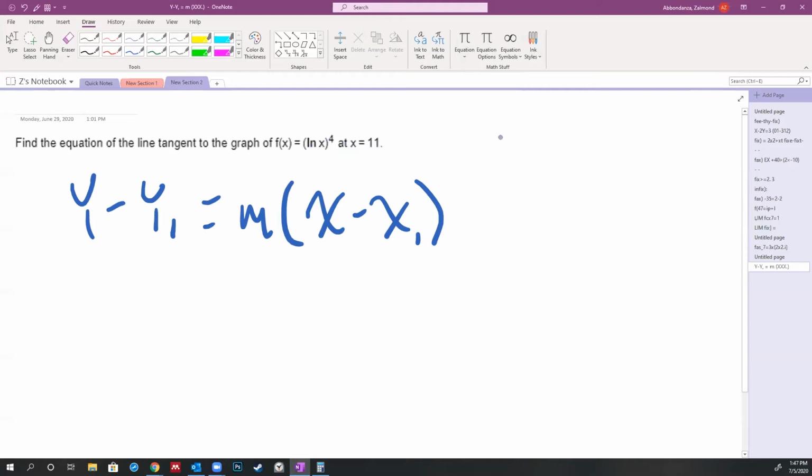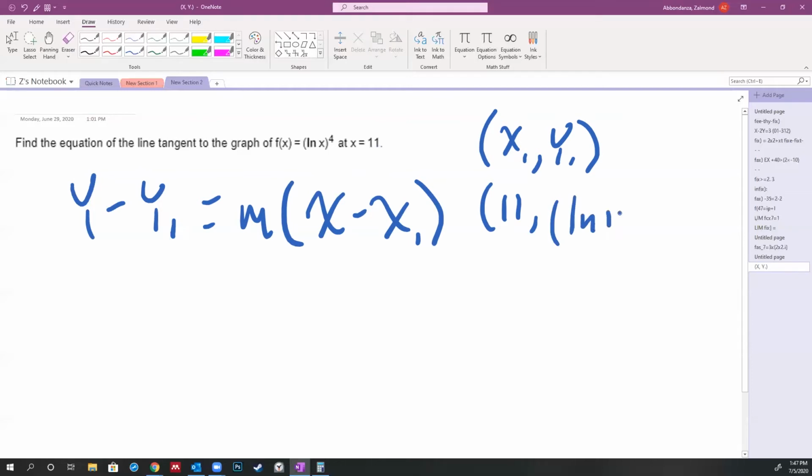So we know our x and y, I'll put x1 comma y1, and that means that our x is 11 because we're told that, and our y we get by plugging the x into the function. So that would be the natural log of 11 to the 4th power, and we can plug that into the calculator afterwards. So for now, I have these 2 points to plug in.